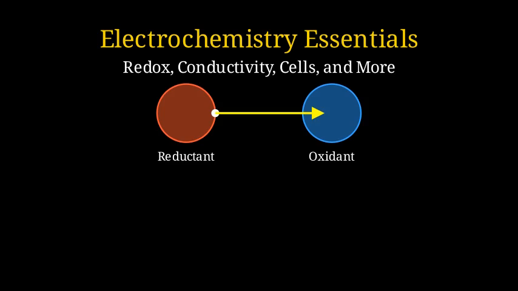Here we depict a simple salt bridge setup with a metal losing an electron and a nonmetal gaining it. The electron flows from the reducing agent to the oxidizing agent, and that movement defines the reaction.